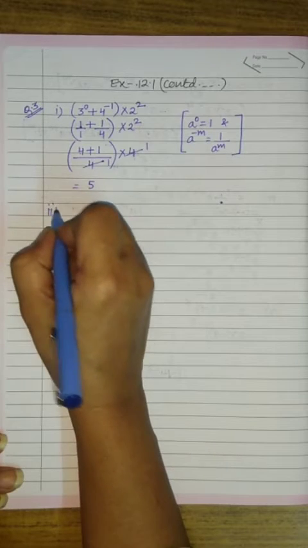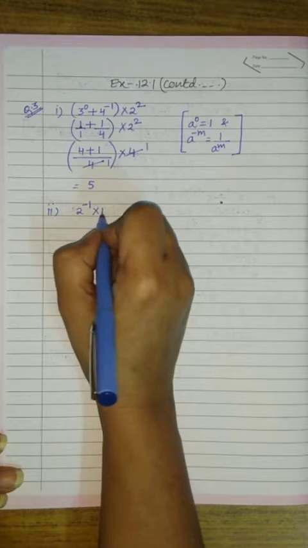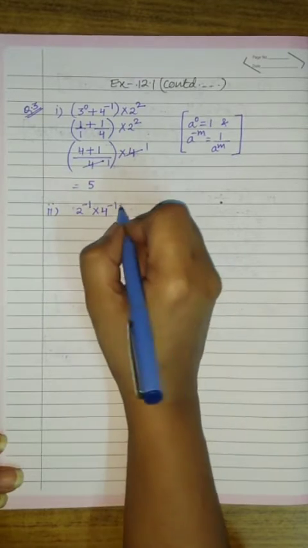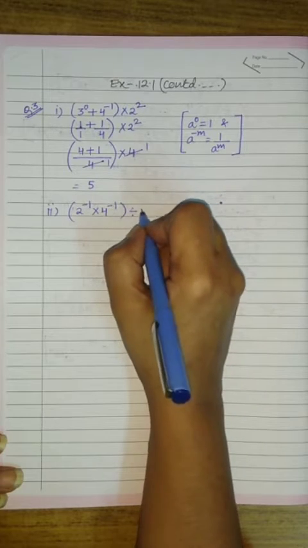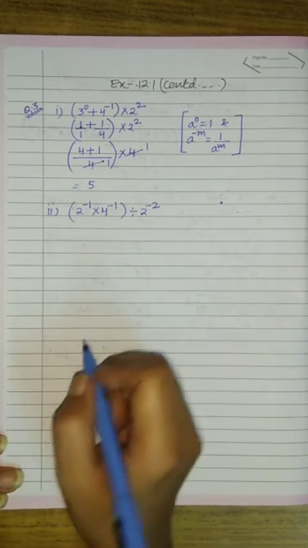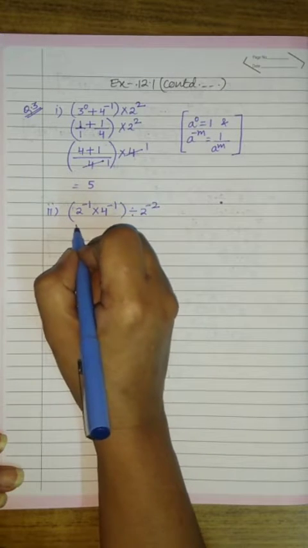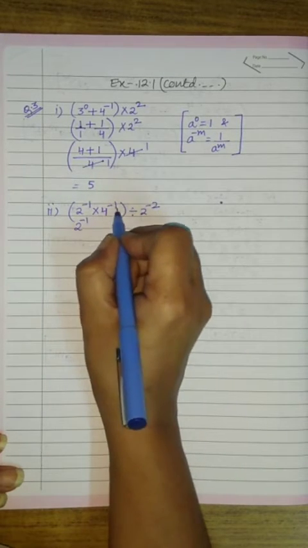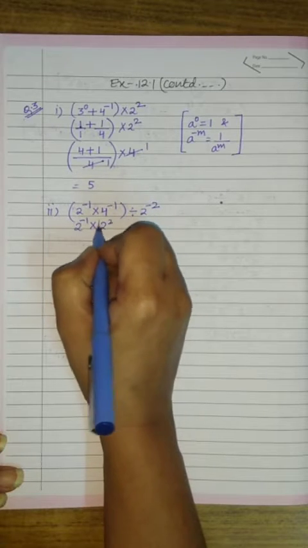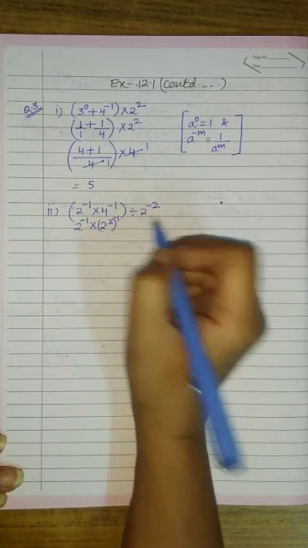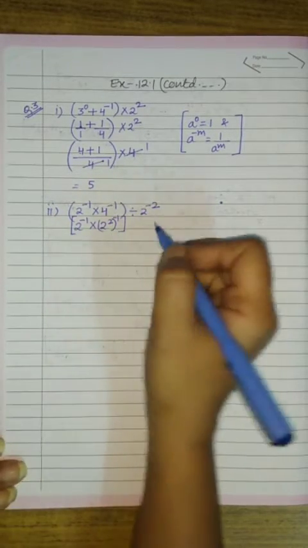Now the second part of this question is (2 raised to power minus 1 into 4 raised to power minus 1), and outside the bracket we have a division sign and then 2 raised to power minus 2. Now inside the bracket the term 4 raised to power minus 1 can be written as (2 raised to power 2) to the power minus 1, because 4 is 2 raised to power 2.